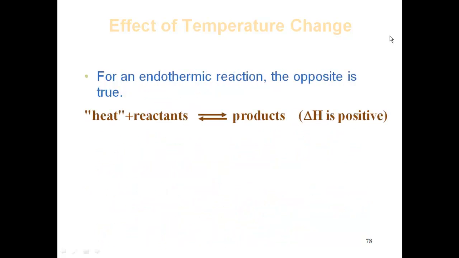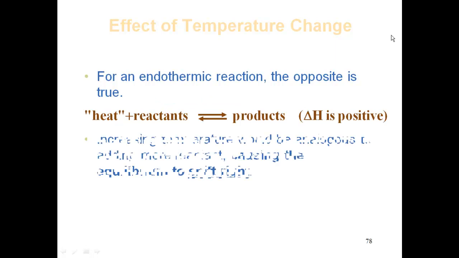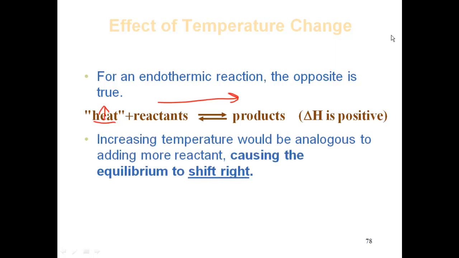endothermic. We said if it's an endothermic reaction, we can treat heat as a reactant. So the question is, if I increase heat, which way is this going to shift? It's like adding more reactants, so it's going to consume them. It's going to consume the reactants and produce more products, which means it's going to shift to the right. So an increase in temperature is analogous to adding more reactants, causing the equilibrium to shift to the right.